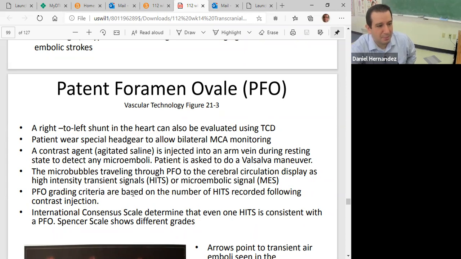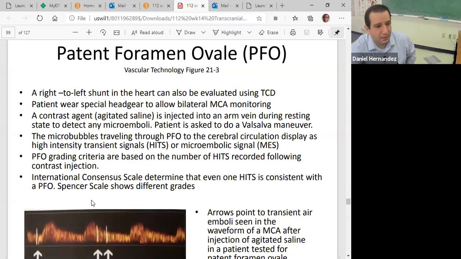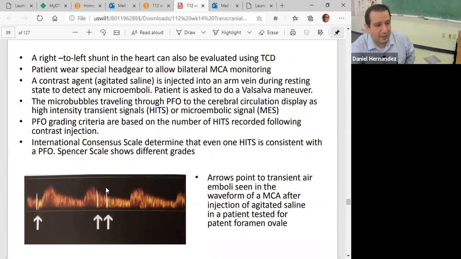So PFO grading is based on the number of hits or the number of spikes recorded following contrast injection. So based on the international consensus scale, even one hit is consistent with a PFO. So if the patient has even a minor or small PFO, we'll get one hit. If there are no hits, then there's no PFO. But even one hit constitutes a PFO. So again, those arrows indicate those microbubbles or the microemboli.